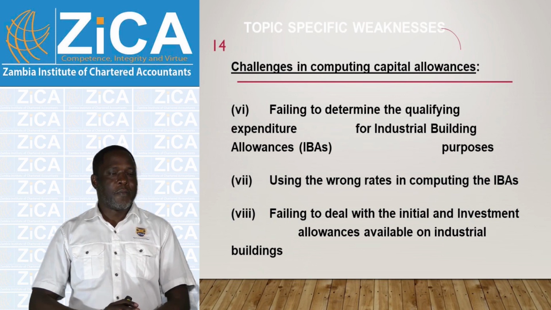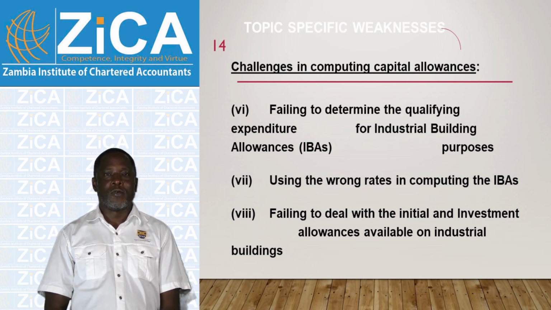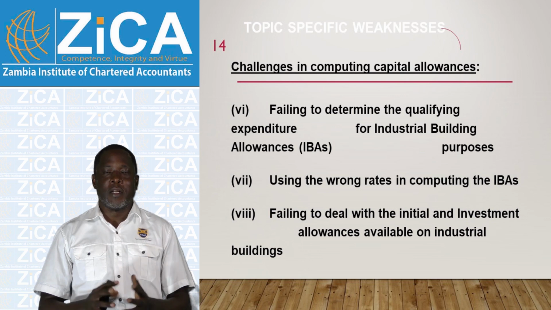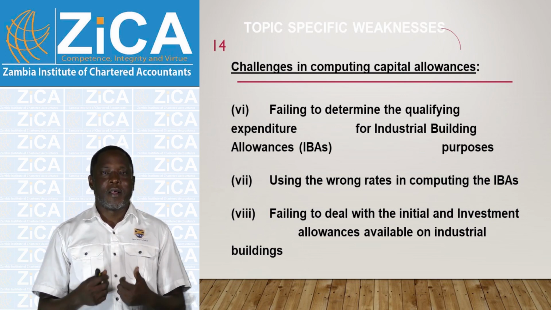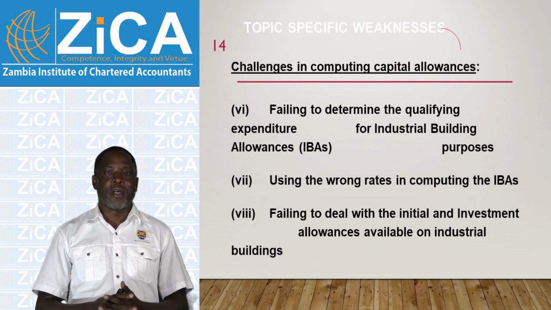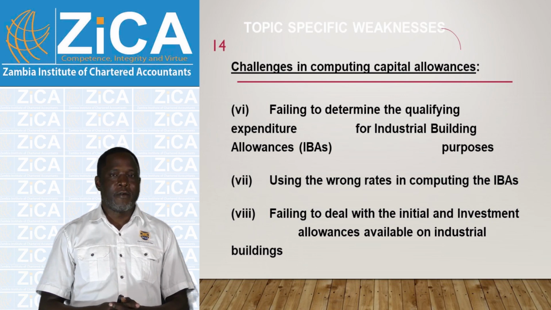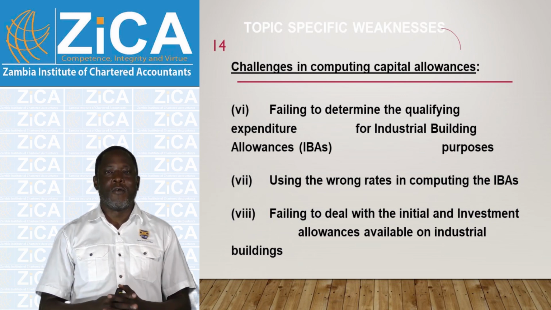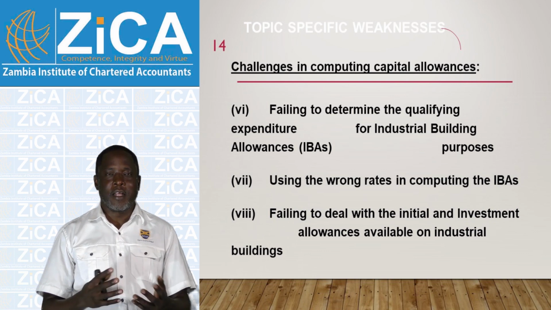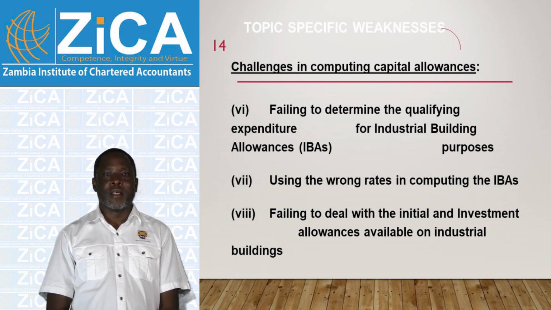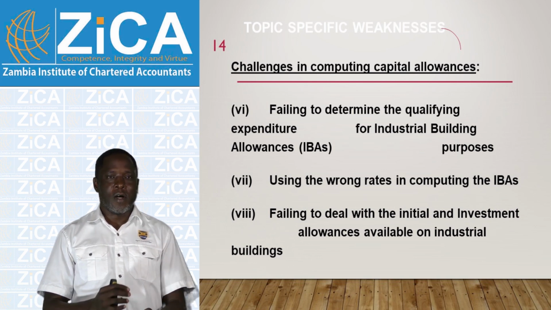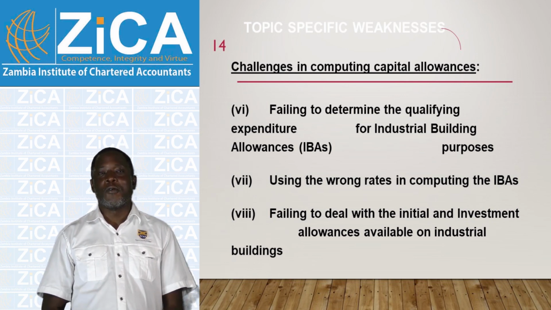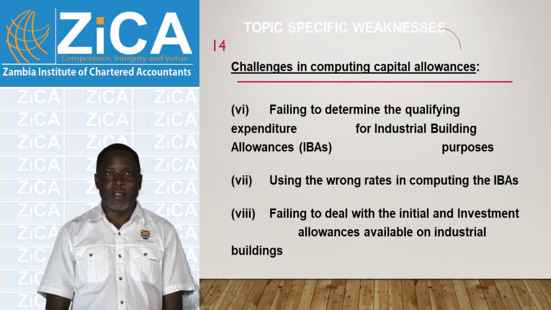Further challenges are faced by students when computing capital allowances on industrial buildings and commercial buildings. So apart from challenges arising when dealing with capital allowances on implements, plant and machinery, students face further challenges when dealing with capital allowances on buildings. So in this particular area, most students fail to determine the component of a building which will qualify as an industrial building, and the component which will be classified as a commercial building. So apart from that, students also normally face challenges in terms of using the wrong rates to compute the allowances on the buildings.